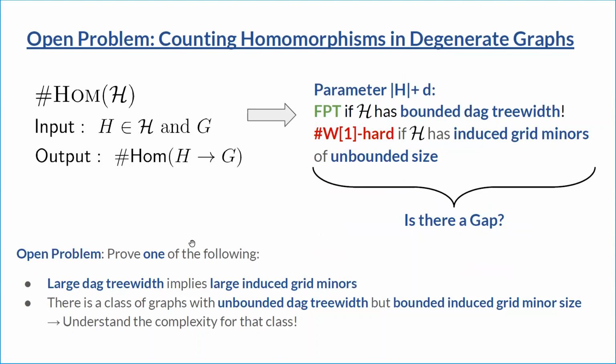And so our open problem would be the following. So either you can show that large Deg tree width already implies large induced grid minors. In that case, there is no gap, and we already have a complete classification for counting homomorphisms into degenerate graphs. Or there is a class of graphs that has unbounded Deg tree width, but only bounded induced grid minor size. And then we would be really interested to see such a class of graphs if it exists, and then analyze its complexity. Regardless, a solution of either one of those two points would significantly improve our understanding of counting homomorphisms into degenerate graphs.